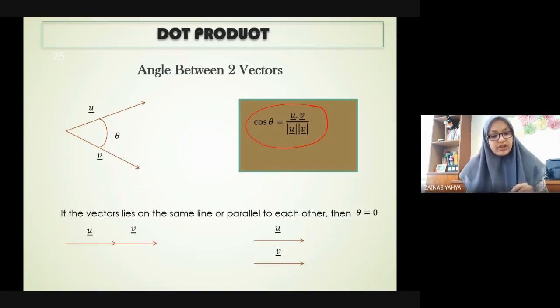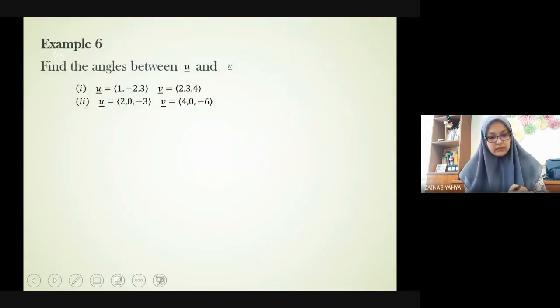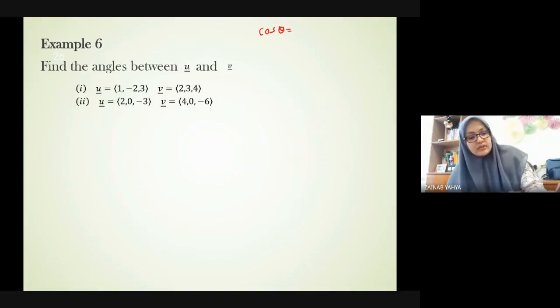So to find the angle between vectors, we just use the formula u dot v divided by the magnitude of u times the magnitude of v. Meaning you need to find the magnitude of u first, find the magnitude of v first, then substitute in the formula. Now find the angles between u and v. The formula just now: cos theta equals u dot v divided by the magnitude of u times the magnitude of v.